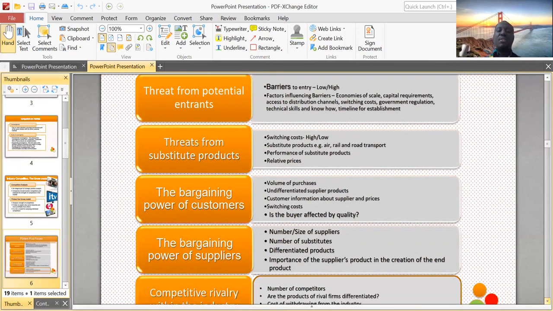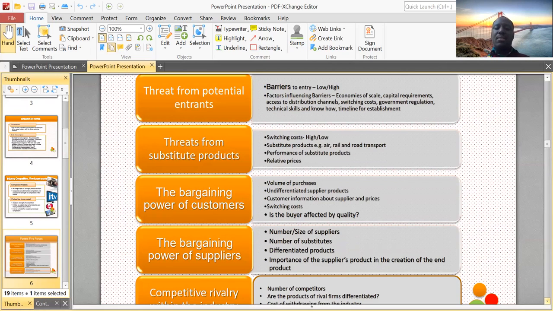And the first force is the threat from potential entrants. So let me explain that. You have some of the things that you need to look at here when it comes to threats from potential entrants. You need to look at the barriers to entry. If a new company wants to enter an industry, are the barriers high or low? Is it easy or is it difficult? So you want to understand the barriers to entry. That's very, very important.